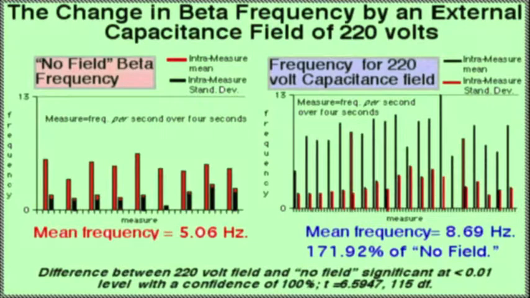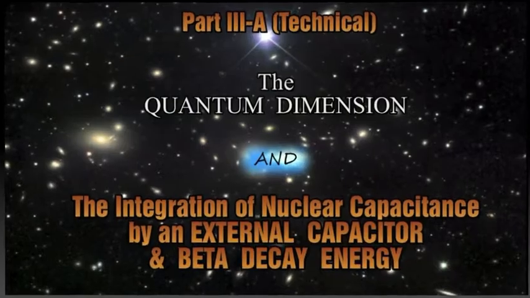All right. As the previous data graph illustrates, when a beta decaying radioactive material is integrated into the negative pole of a capacitor, the frequency of beta decay events is increased significantly. These beta frequencies are increased in direct proportion to the amount of voltage applied to the external capacitor. The greater the voltage, the greater the frequency increase. Multiple tests demonstrated these increases, and all increases were statistically significant.